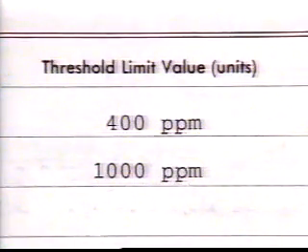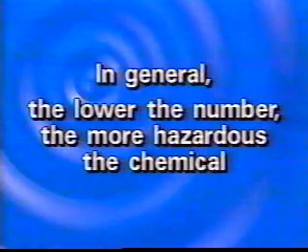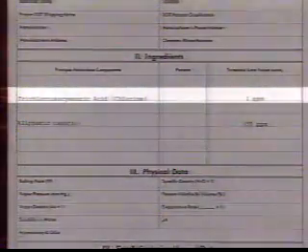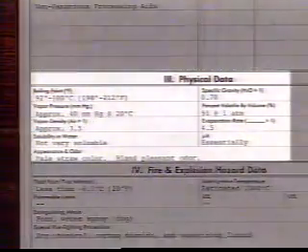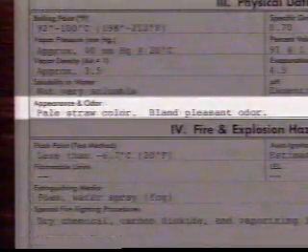PEL and TLV limits are usually reported as parts per million, or ppm. As a general rule of thumb, the lower the number, the more hazardous the chemical. For example, a chemical listed as 1 ppm, or 1 part per million, is far more hazardous than one listed as 150 ppm. The MSDS then lists the chemical's physical characteristics, such as appearance and odor. The next section, fire and explosion data, tells you the temperature at which the chemical will ignite and provides information on how to safely extinguish a fire.